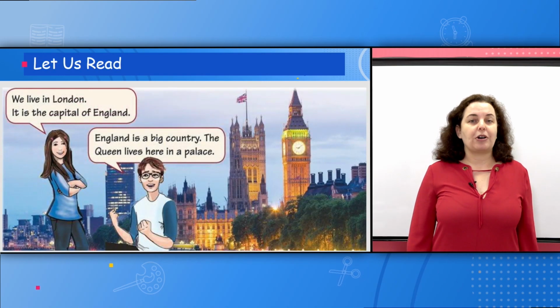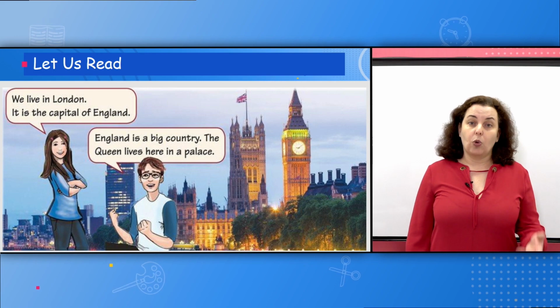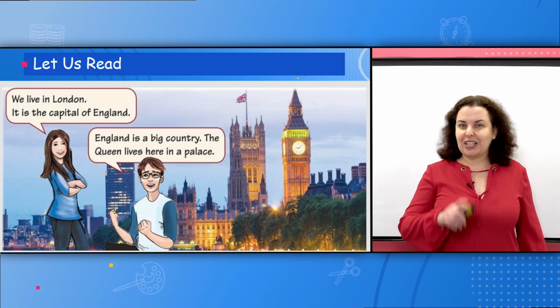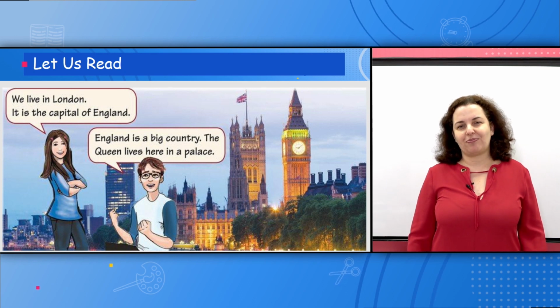Let's continue reading about the Smith family. We live in London. It is the capital of England. You remember, it is for things. It refers to London. London is the capital of England. What does Rick say? Rick says, England is a big country. The Queen, Queen Elizabeth of course, lives here in a palace. Buckingham Palace, remember?